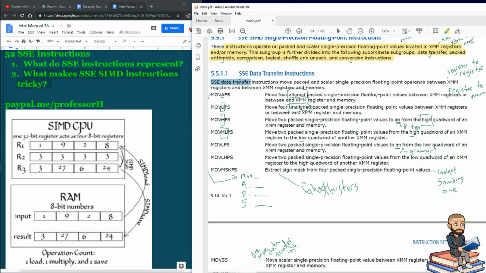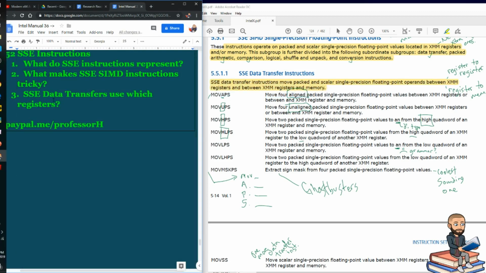Intel writes, these instructions move packed and scalar single precision floating point operands between XMM registers and between XMM registers and memory. So let's keep it simple. SSE data transfer instructions use which registers? Answer, XMM. You gotta keep up with the acronyms here.